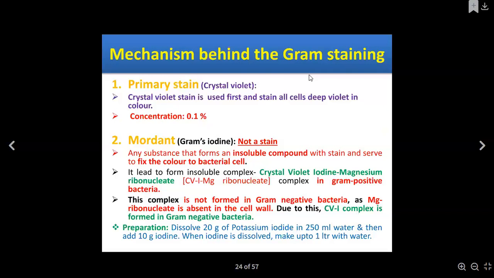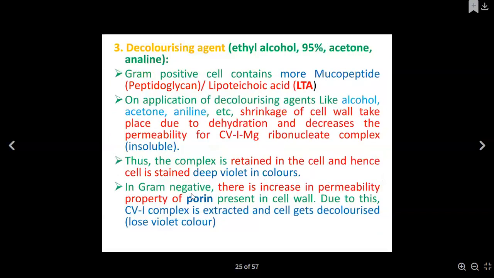Unless someone has something to add. Yeah, like alcohol, dehydration. Yeah.